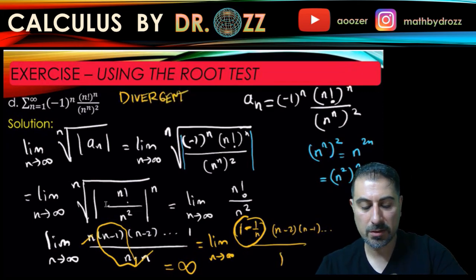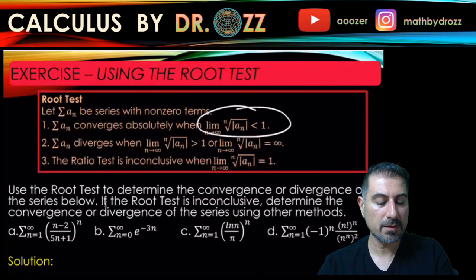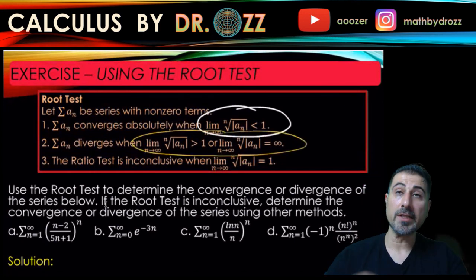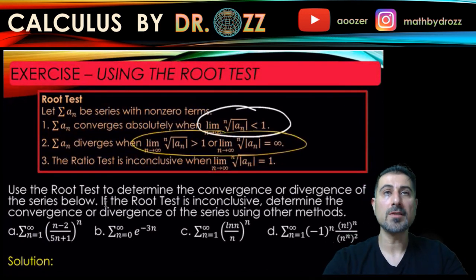And what are we using here? Well, we're using the fact that if the limit value is greater than 1 or infinity, the series is divergent. Okay, I think that ends the video. So we had 4 different examples. We had 3 convergent cases and 1 divergent case.